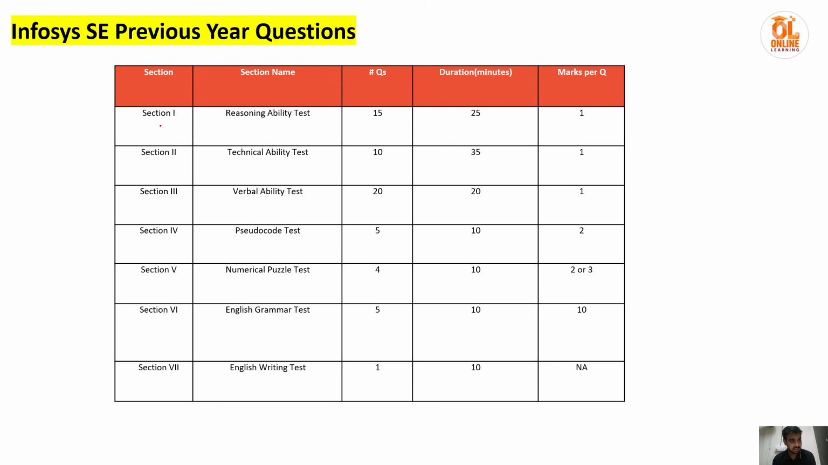So, we have seven sections. In the first section, we have the reasoning ability test. There are 15 questions and you have 25 minutes to solve. Then we have the technical ability test. We have 10 questions and 35 minutes to solve. Then we have the verbal ability test. We have 20 questions and 20 minutes to solve. Then we have the pseudocode test. We have 5 questions and 10 minutes to solve.